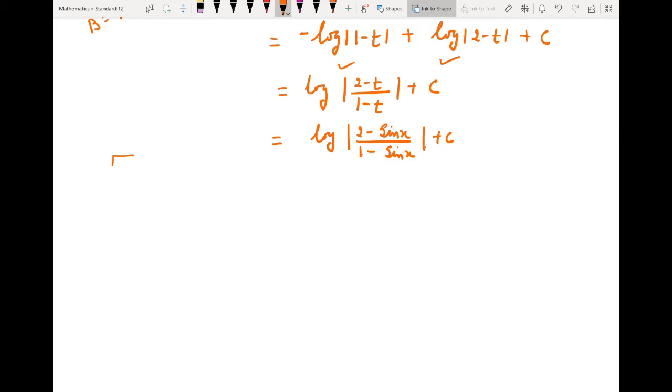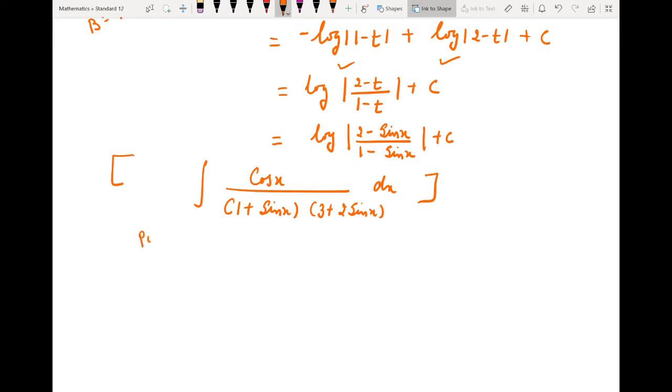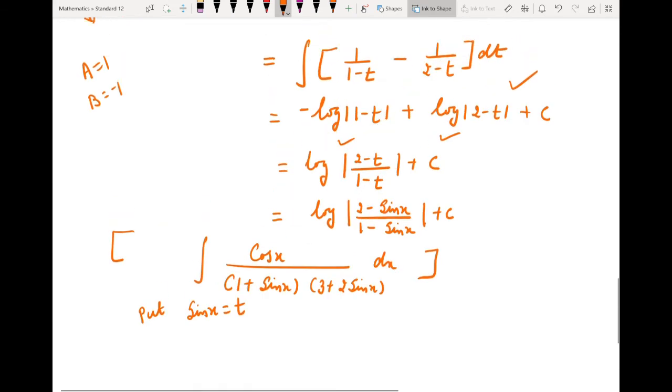By the same method you can also integrate this type of example: cos x upon 1 plus sin x into 3 plus 2 sin x, dx. You can integrate this type of example by first using the substitution sin x equal to t, and then using the method of partial fractions. So easily you can evaluate such types of integrations. Next example.